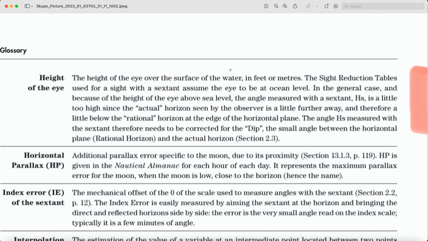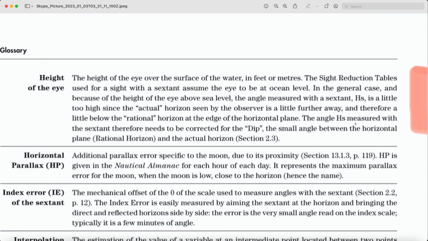In the general case, and because of the height of the eye above sea level, the angle measured with a sextant, Hs, is a little too high, since the actual horizon seen by the observer is a little further away, and therefore a little below the rational horizon at the edge of the horizontal plane.